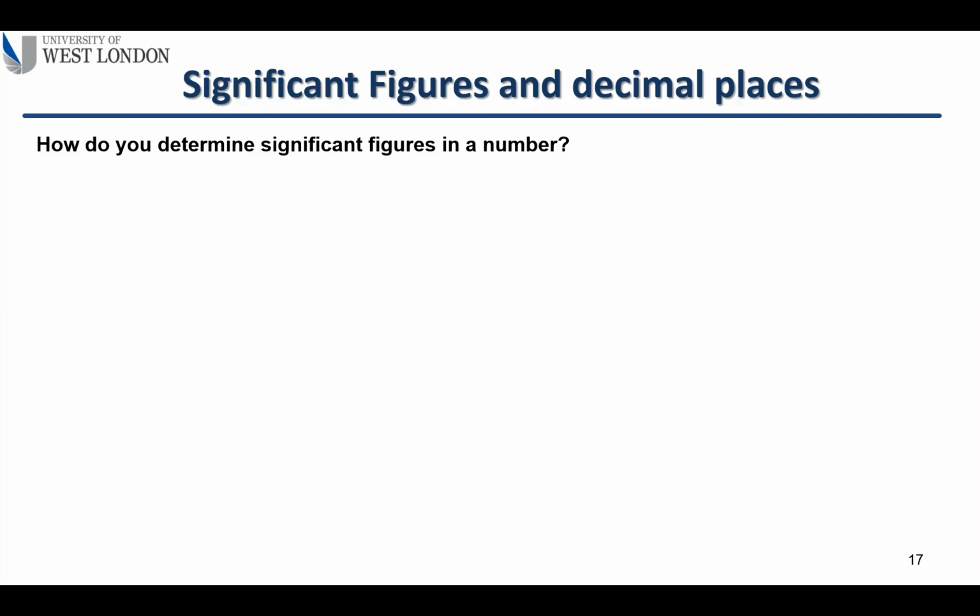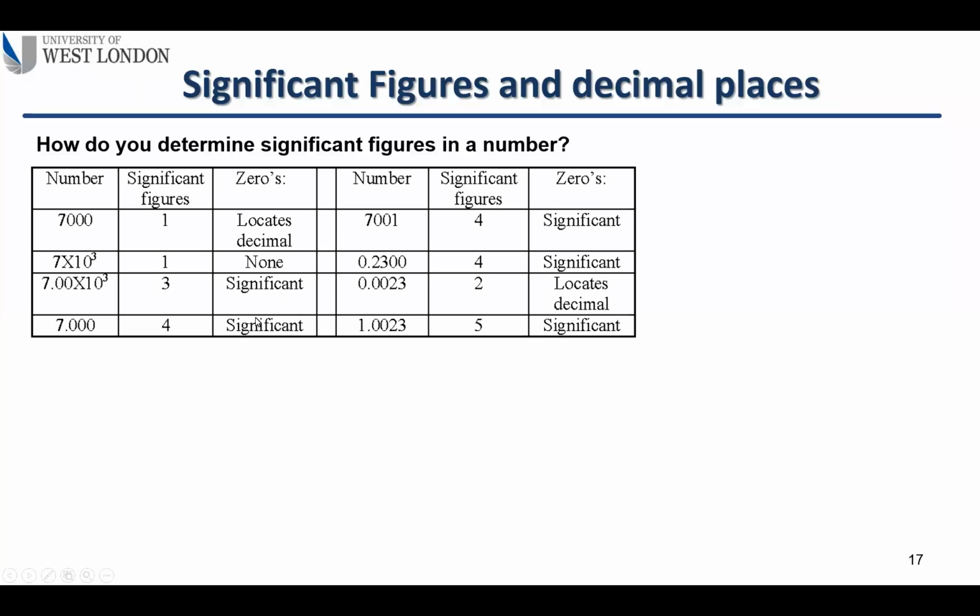Hello, everybody. We're just going to talk now a little bit about significant figures and decimal places. The key questions here: what does this mean exactly, and how do you determine significant figures in a number? If we look at a table like this one, with a number of figures, we want to locate how many significant figures we have.